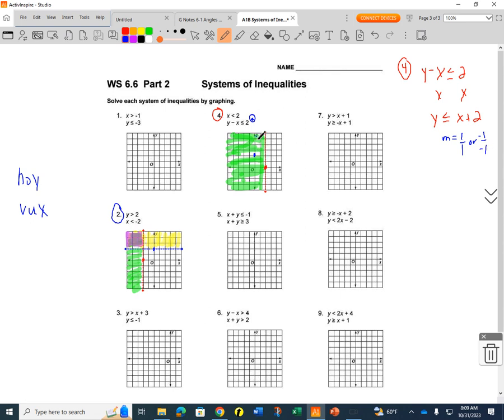So we're going to do both. Up 1 to the right 1, up 1 to the right 1. We're going to do that all the way off. And now we go down and to the left, down 1 to the left, down 1 to the left, to get to the edge of our coordinate plane. Okay, so this one is not a dotted line, this one is a solid line.